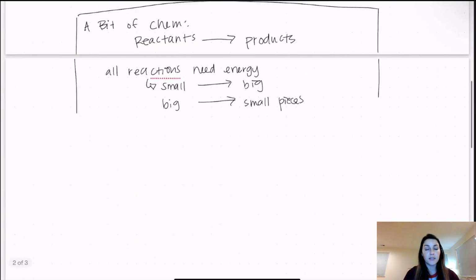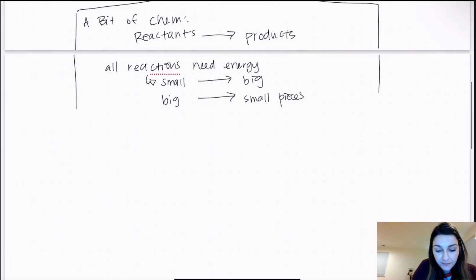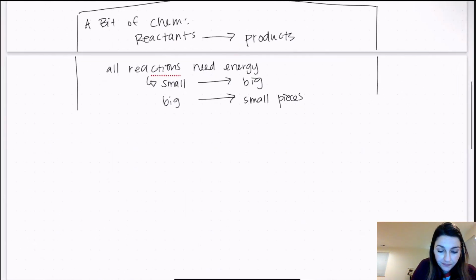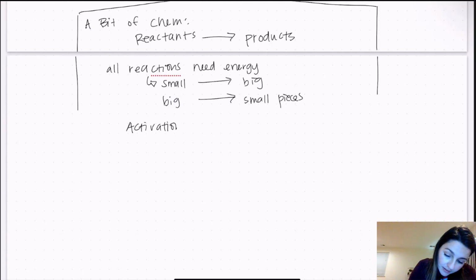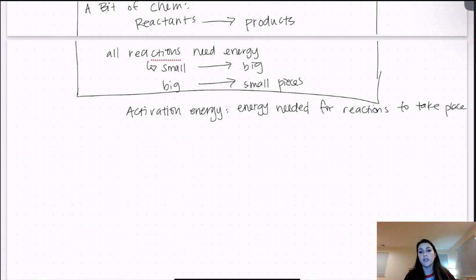And how this works is that we have particles swimming around in the world all the time, and they interact by random chance. And this takes energy. That energy to make that reaction take place is called activation energy. Activation energy is the energy needed for reactions to take place. And all of this is done without a catalyst, by random chance.